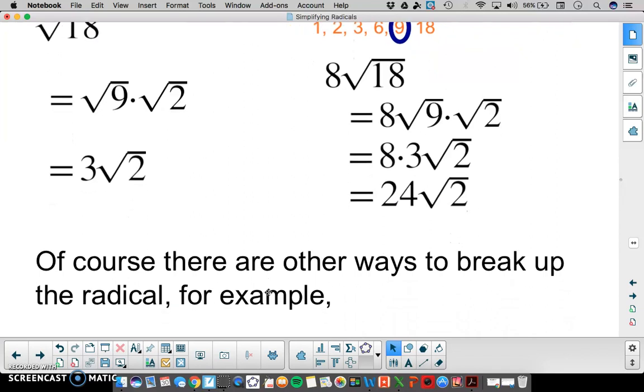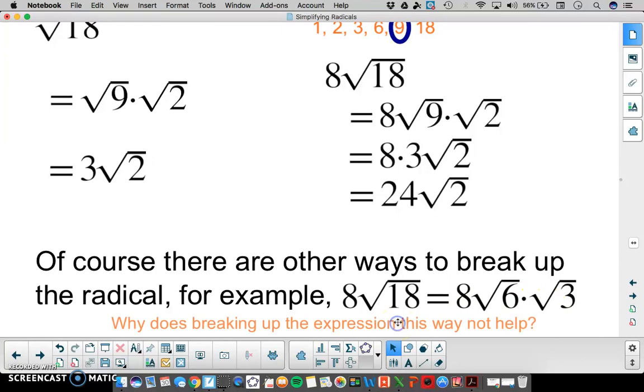Okay, of course there are other ways to break up that radical. For example, 8 root 18 could be 8 root 6 times root 3. I want you to consider, though, why does breaking up the expression in this way not help us simplify our expression?